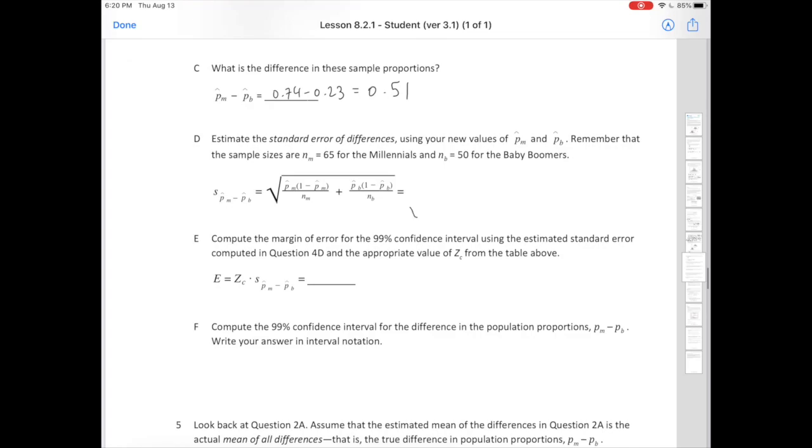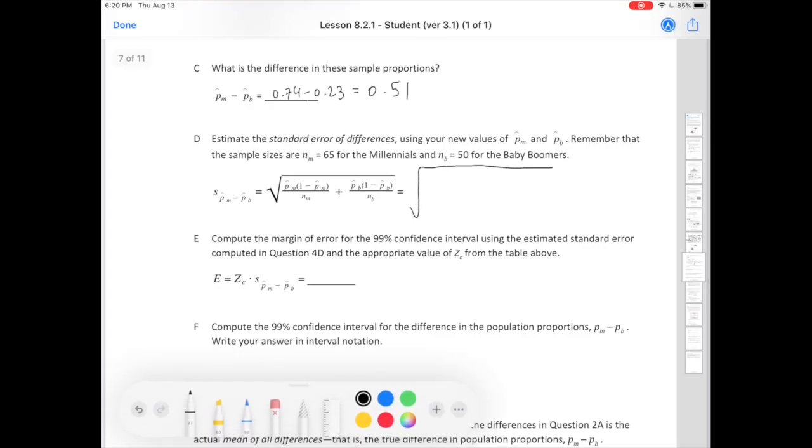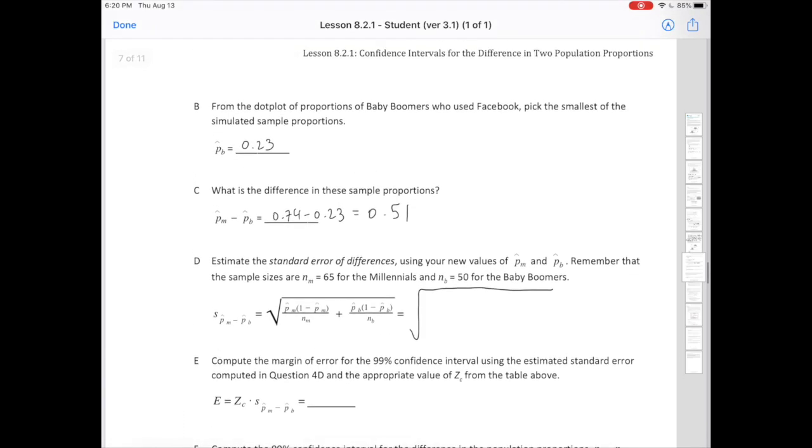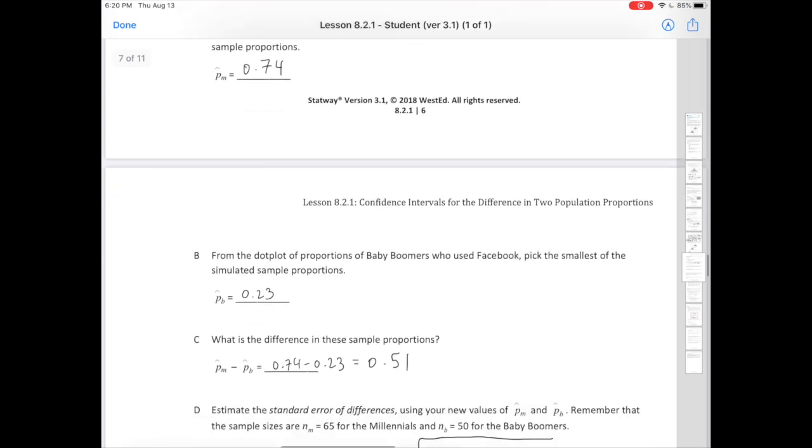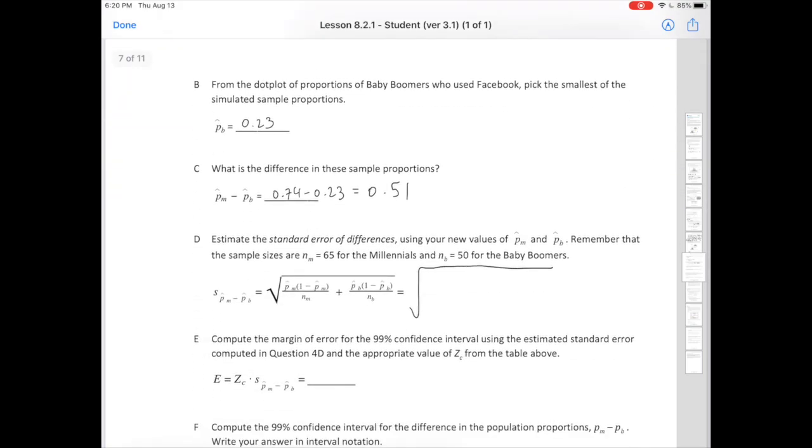We're going to put this into our calculator. We have in the square root, first the millennials. Remember, the millennials were 0.74. So we have 0.74 times 1 minus 0.74, divided by 65, plus 0.23 times 1 minus 0.23, divided by 50.